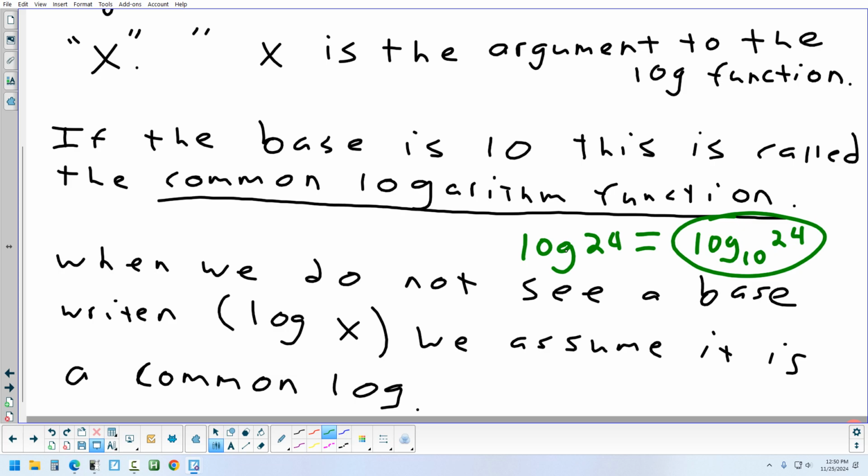All right. So any question on the idea of what it means for something to be a common log? Yeah. So, is 10 the only common log? Yes. If it's not a 10, it's not called a common log. If it's base 9, that's just called base 9. There's no special name for it.